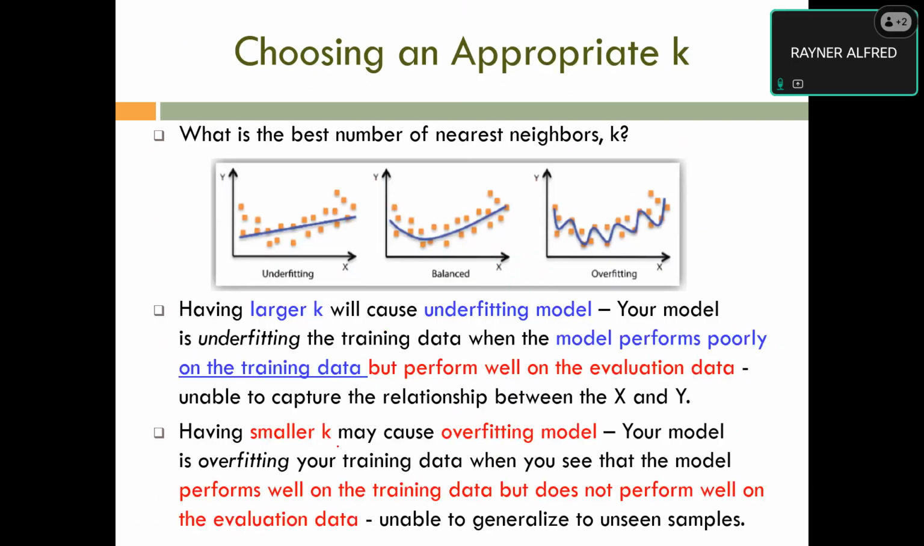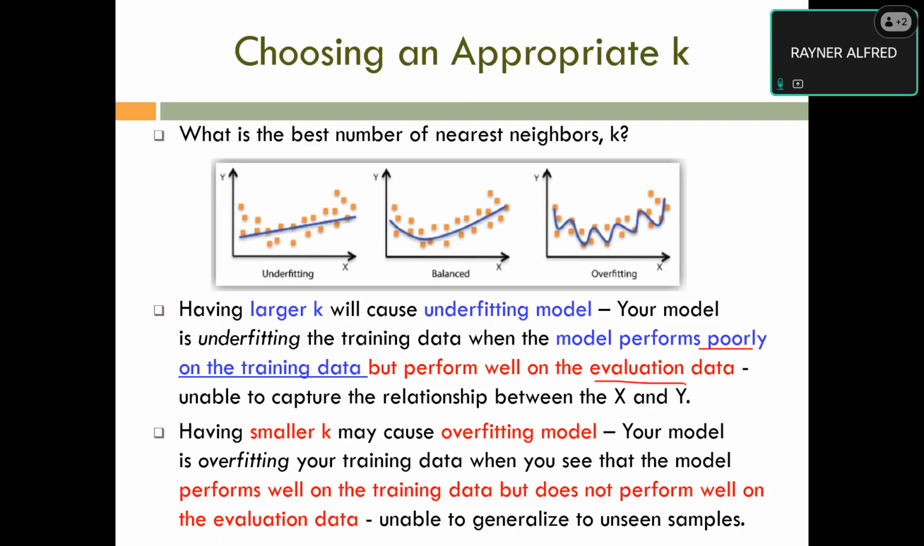The issue with KNN is selecting the value for K. They say the best K will be the square root of the number of samples. What happens if you choose a smaller or bigger value of K? There are terms like underfitting and overfitting. It's stated here that having a larger K will cause underfitting, which means that during the training it performs poorly, but it performs well during testing using the testing data.